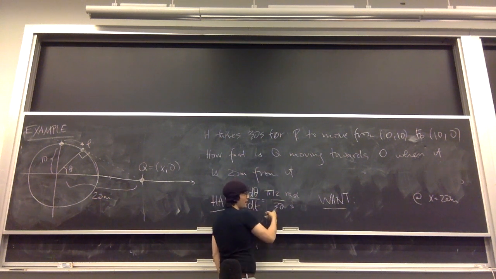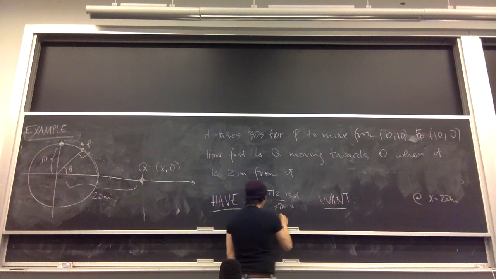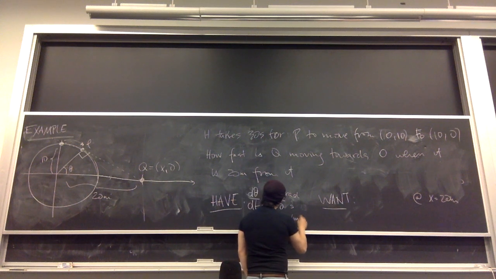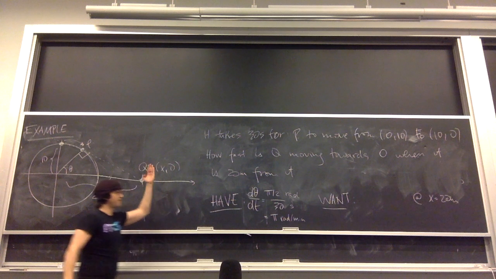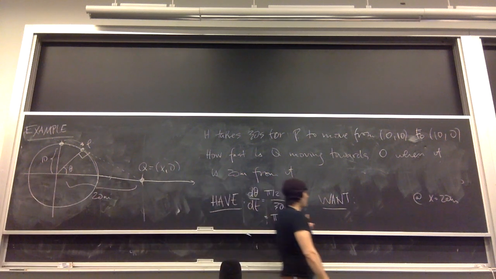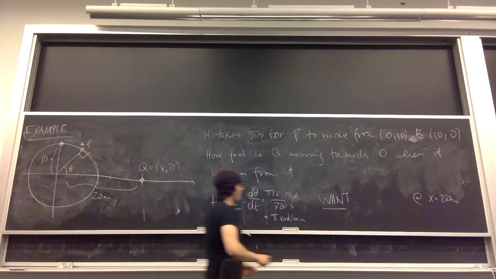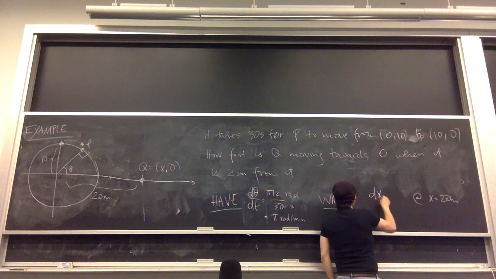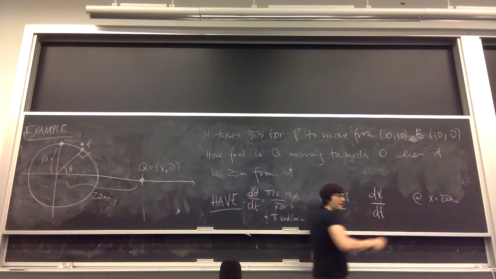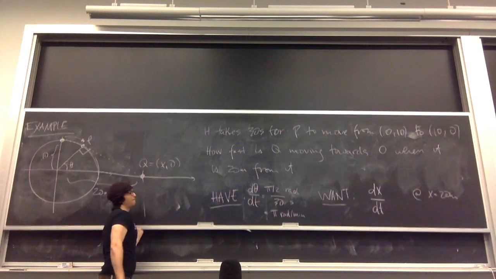A way to look at this: if this is 30 seconds, what happens if I double 30 seconds? You get a minute. So what happens if I double this? You get pi radians per minute. That's the rate of change of theta, so d theta dt is pi radians per minute. What do we want? How fast Q is moving towards the origin, which is just dx dt, the rate of change of x. Make sense? How do I relate them?